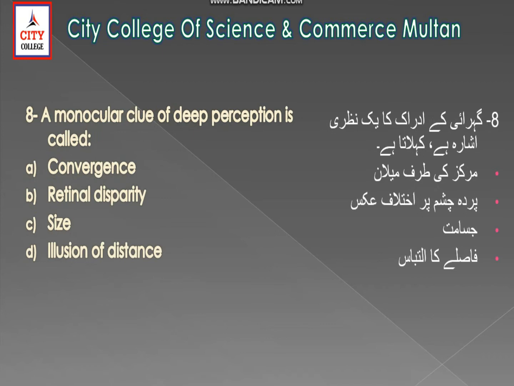MCQ number 8. A monocular cue of deep perception is called option A, convergence. Option B, retinal disparity. Option C, size. Option D, illusion of distance. The correct option is option number C, that is size.